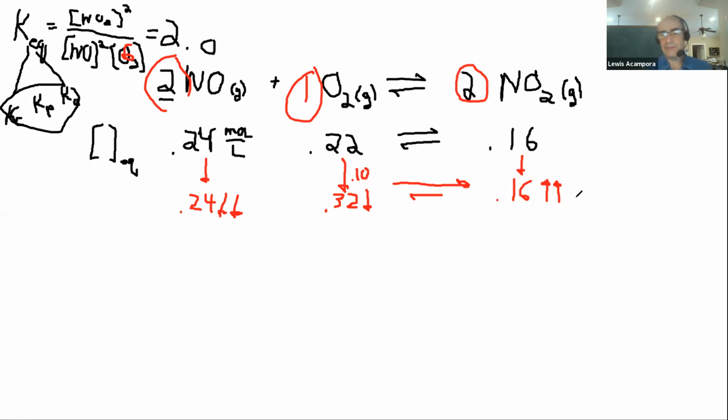Now, you will never need to do this on an AP exam, but you could go ahead and figure out what the new equilibrium concentrations are by adding 2x to this, subtracting an x from that, and subtracting 2x from this. And then my equilibrium concentrations here would be 0.16 plus 2x, 0.32 minus x, and 0.24 minus 2x, and I could plug those into this expression up here, set it equal to 2, use my calculator or my computer to solve a cubic equation and come up with a value of x. You will not need to do that.